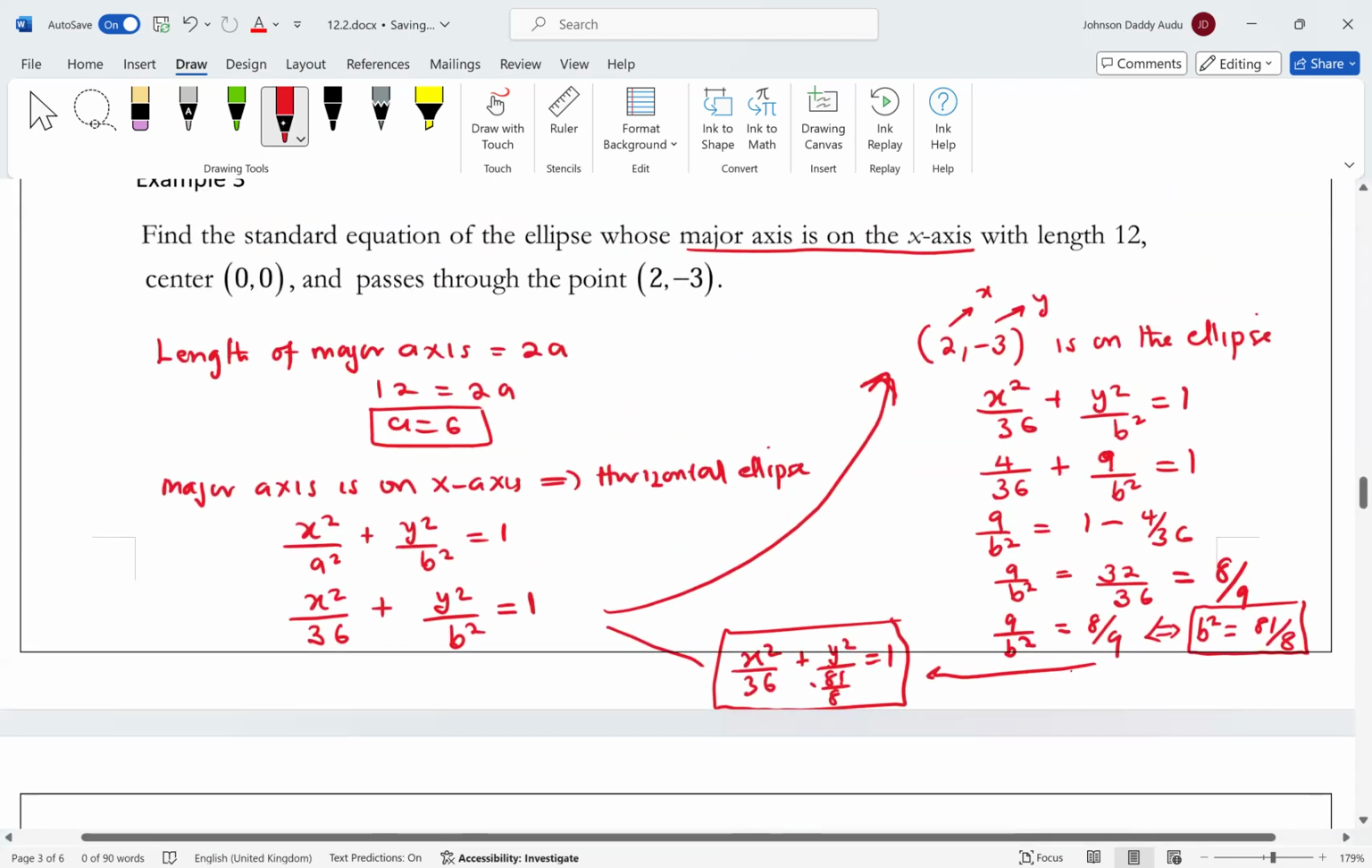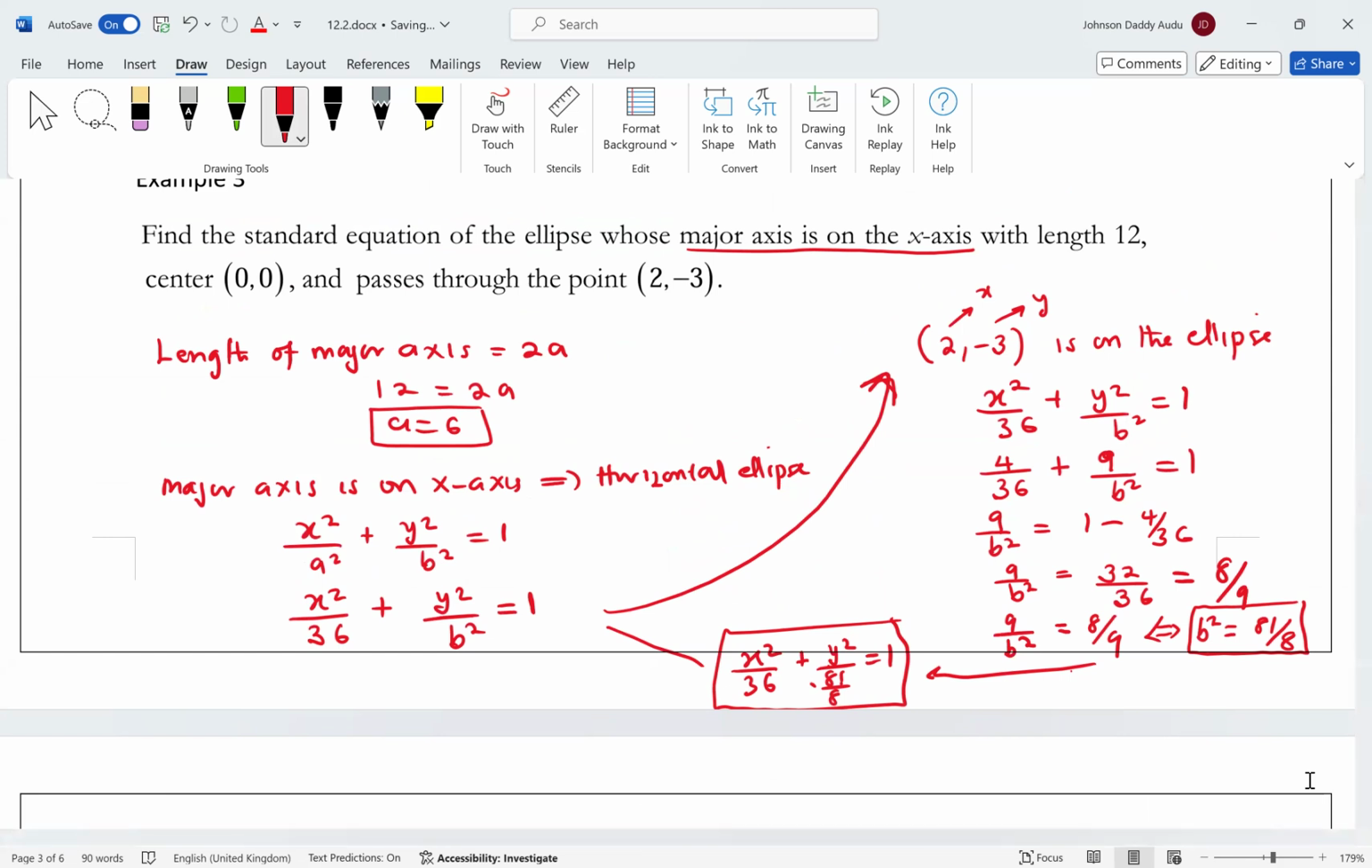All right, so I think that is enough. In our next video, we'll look at an ellipse with a shifted center. It means the center is not at the origin.